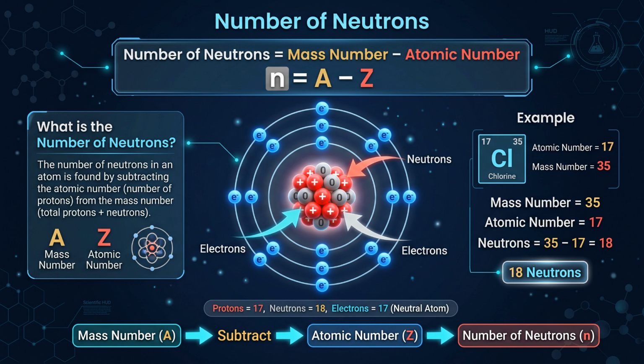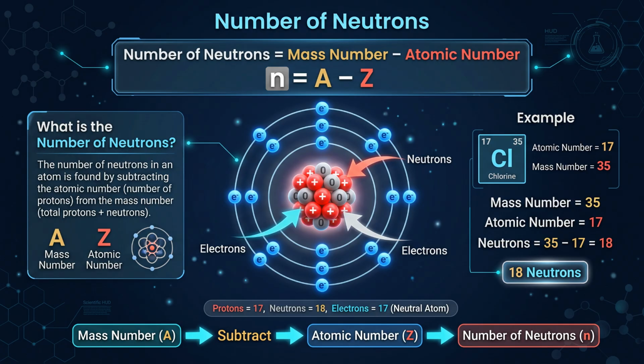This formula is extremely useful because scientists often know the atomic number and mass number of an element, making it very easy to calculate the number of neutrons. Remember that the mass number includes both protons and neutrons, while the atomic number includes only protons. Therefore, subtracting the atomic number from the mass number always gives the number of neutrons. This simple relationship is widely used in chemistry, physics, biology, medicine, and nuclear science.